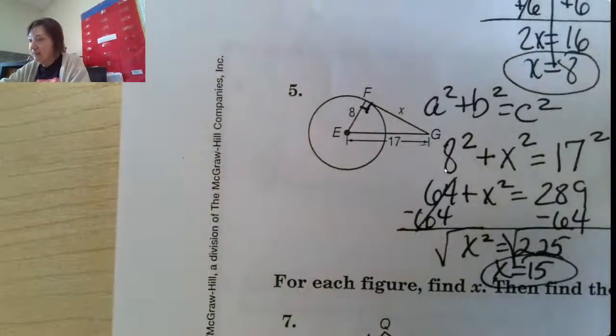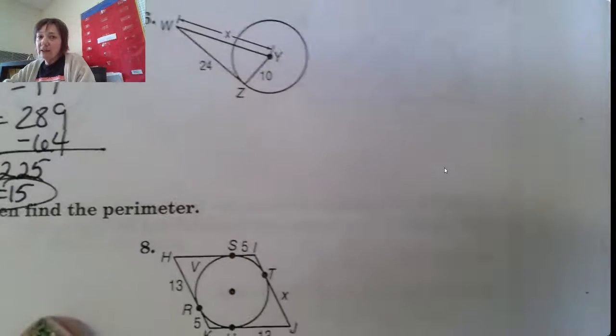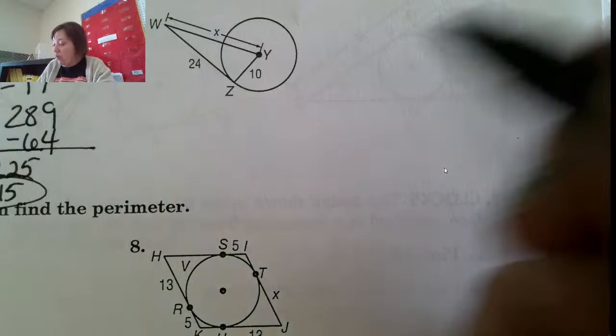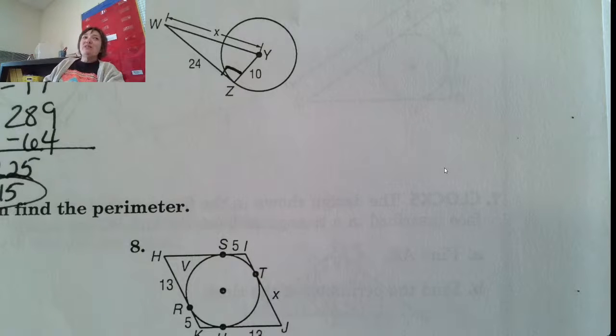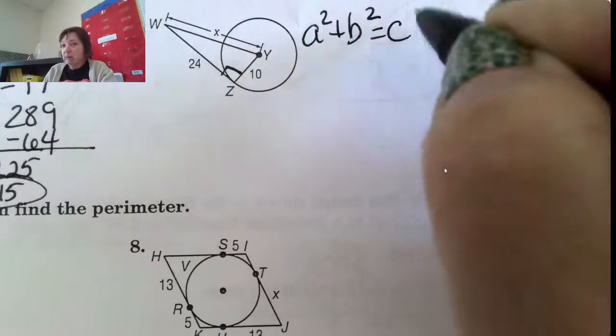Okay, we ready for 6? Yeah. Okay, so once again, what is WZ? What was the word? Tangent. Tangent, good. So if WZ is a tangent, then what do we know about angle Z? It's a right angle, right? Which means that this whole triangle is a right triangle, which means hypotenuse, which means the Pythagorean theorem works, right? Pythagorean theorem is a squared plus b squared equals c squared, right?